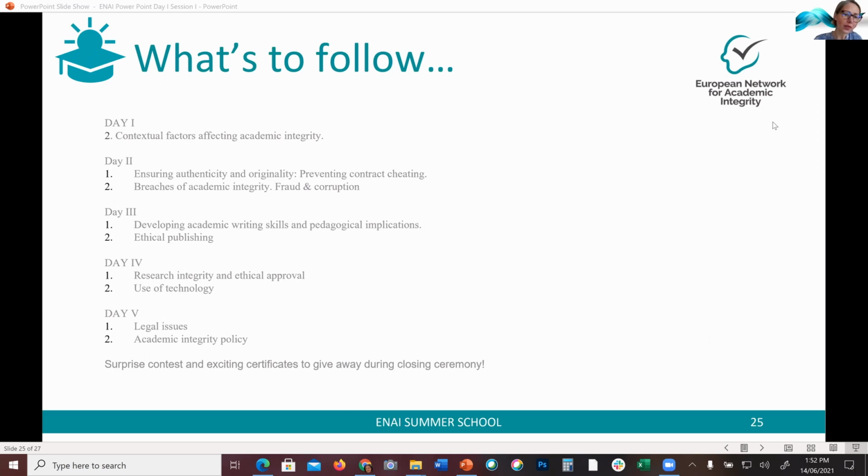Then day 4, research integrity and ethical approval. So this is the continuation of what we finished today, and then session 2 will be on use of technology. So basically, you will touch upon the text matching software and what it is able and not able to do, and what the implications of the use of it are, and so on. And finally, day 5, there will be some discussion on legal issues, which is again a very important aspect when we talk about academic integrity and academic integrity policy.